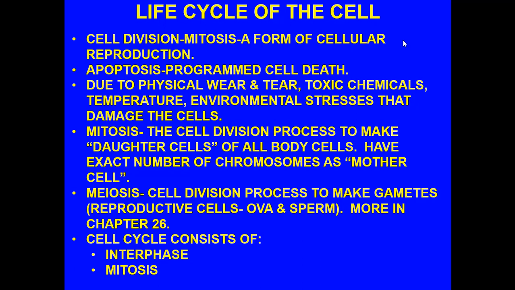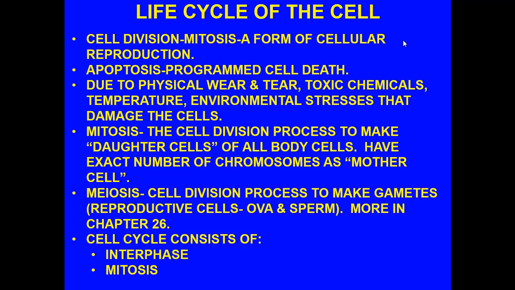When we talk about cell division, particularly we're talking about mitosis. This is a form of cellular reproduction. Apoptosis is programmed cell death. Due to physical wear and tear, toxic chemicals, temperature, environmental stresses that damage the cells, they can trigger a mechanism inside, and the cell will, in essence, cause self-suicide. Okay? And it's gone. But on the other side of the coin, how do I make replacement cells? This is where we get into the basics of mitosis. This is a cell division process that makes daughter cells of all body cells to have the exact number of chromosomes as the mother cell.